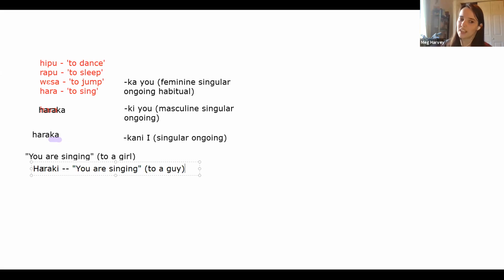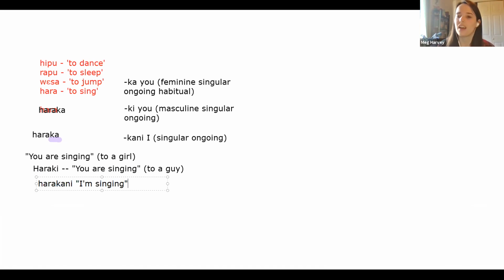So what we're doing is we're taking these endings that we all worked together to list out over here, ka, ki, and kani, to change who's doing the action. So when we say haraki, we're saying you, a guy, are singing. When we're saying haraka, we're saying you, a girl, are singing. And what does it mean when I say harakani? Excellent. Yes, it means I'm singing.